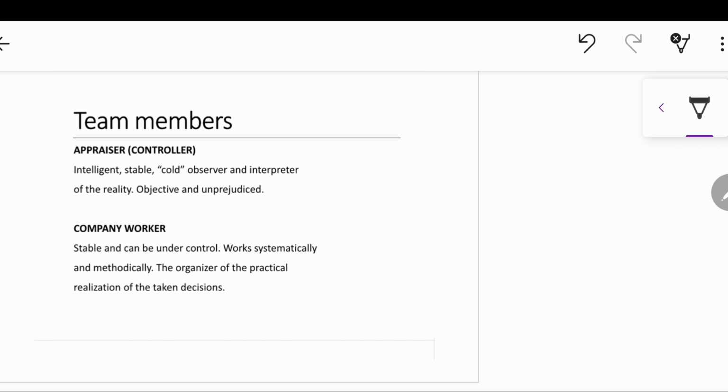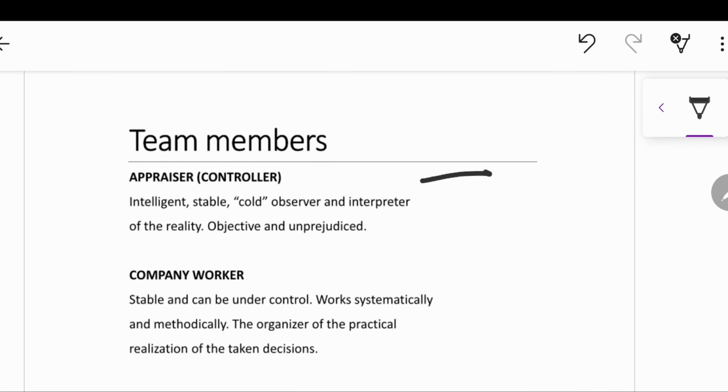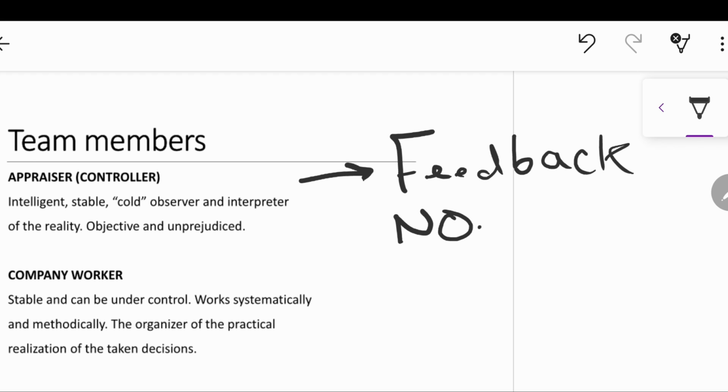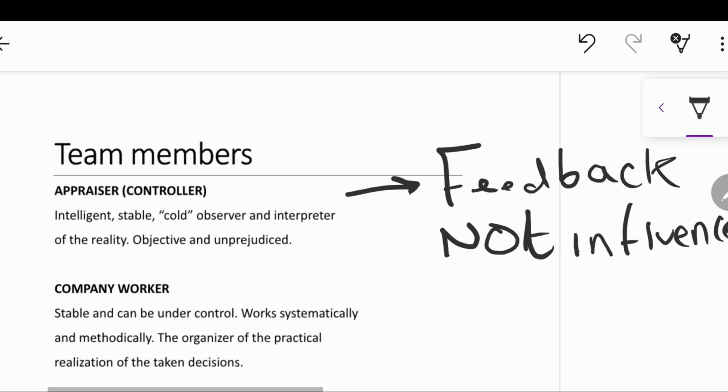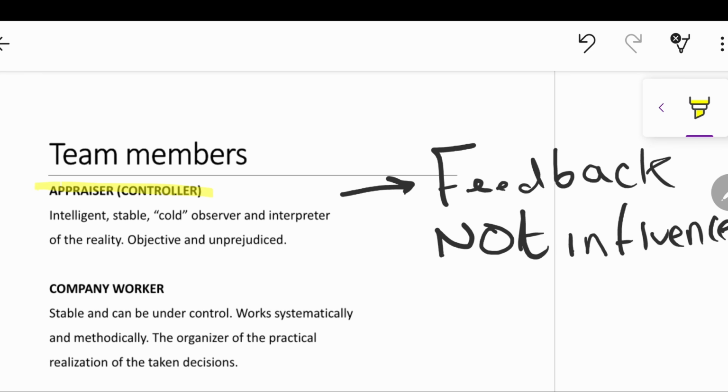The appraiser. The appraiser is someone who can always give you feedback. He doesn't care about your feelings, all right? He doesn't care if it goes against something, all right? He's not influenced by other people. He gives you what is on his mind. All right, this is the appraiser. He is the feedback person.